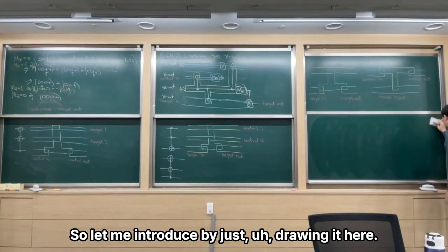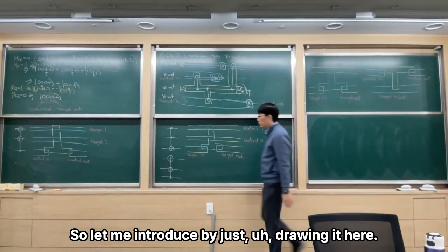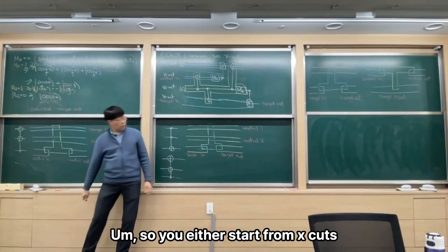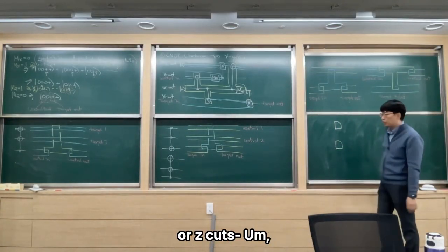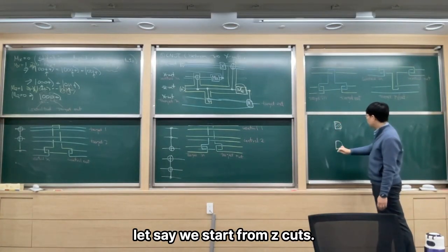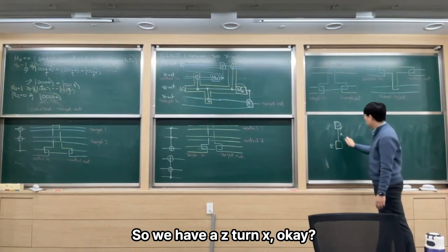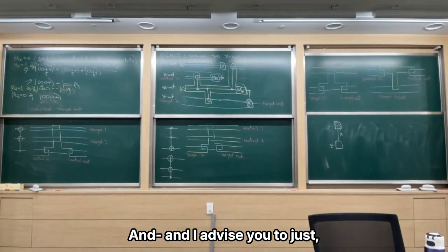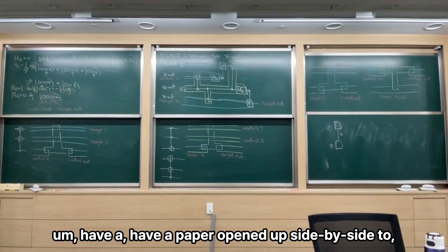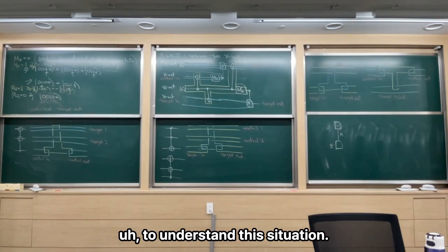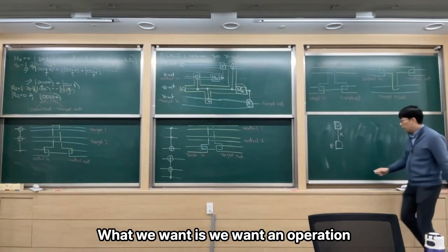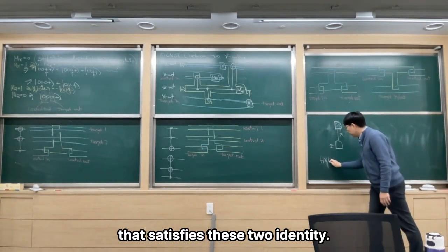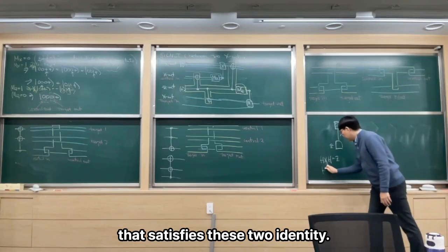So let me introduce by just drawing it here. You either start from X cuts or Z cuts. Let's say we start from Z cuts. So we have Z and X. I advise you to have a paper opened up side by side to understand this situation. What we want is an operation that satisfies these two identities.